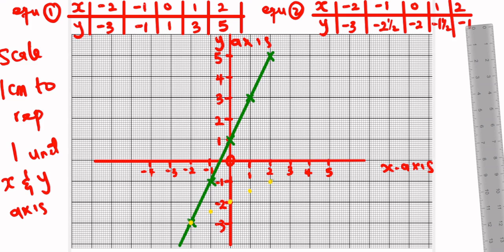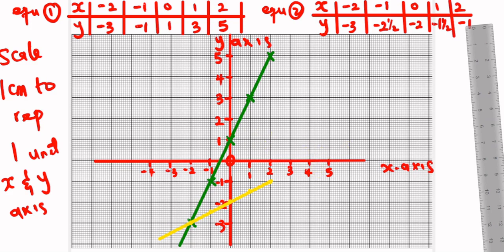So the next thing we have to do is to plot a straight line. We have to use a straight line to connect these dots together. So now the straight line, let me start from here. Now we're going to take it and trace the dots. It must be a straight line. Remember, you have to use a ruler to ensure accuracy.